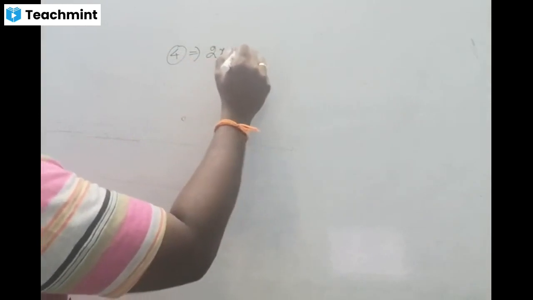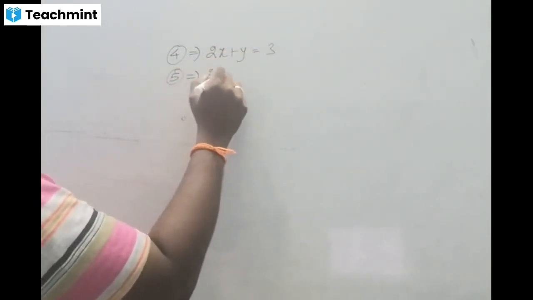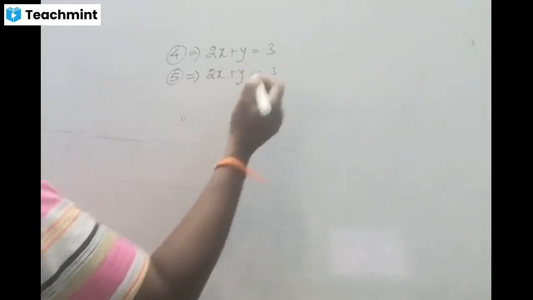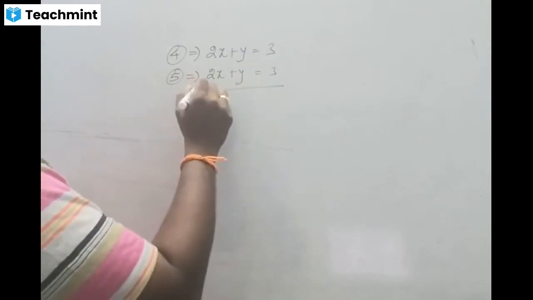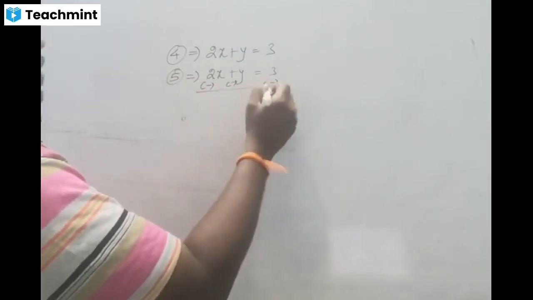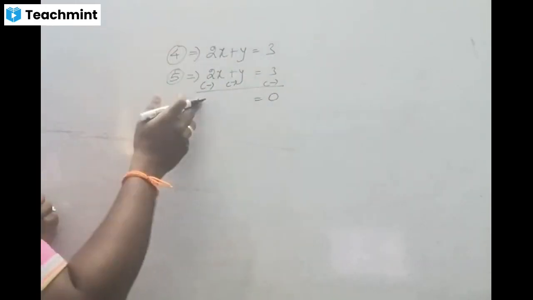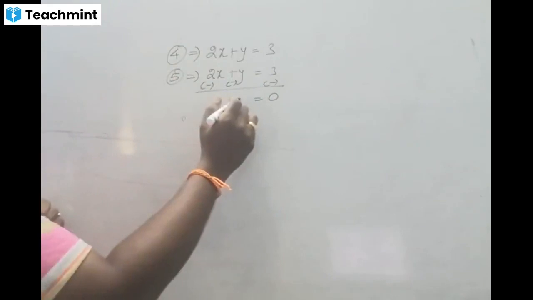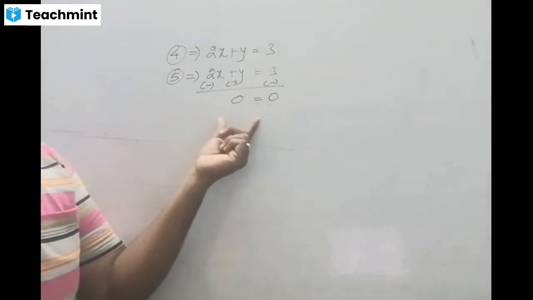So actually, what is the fourth equation? This is nothing but 2x plus y equal to 3. What is the fifth equation? It is also the same, 2x plus y equal to 3. Am I right? Suppose if I want to eliminate that y, I just have to change the sign. What will happen here? What about the right hand side? 0. What about the left hand side? Both 2x and minus 2x are cancelled and both y and minus y are cancelled. So here the left hand side also we can have 0. 0 equal to 0.